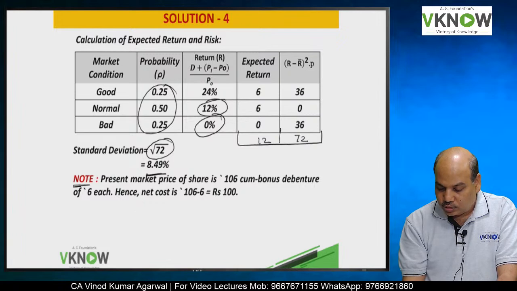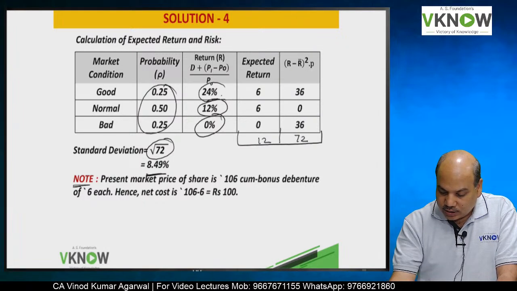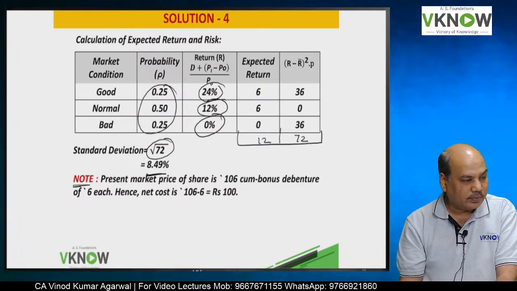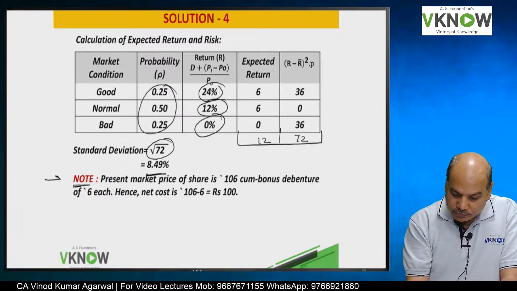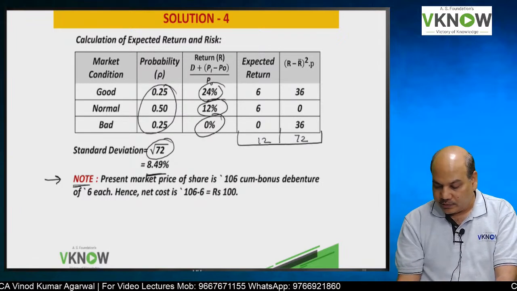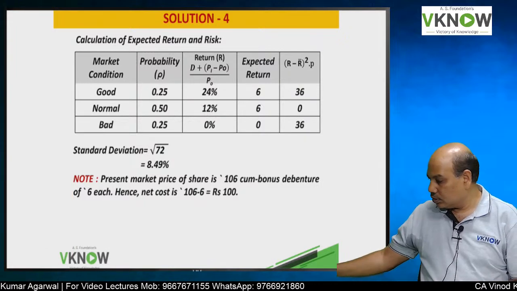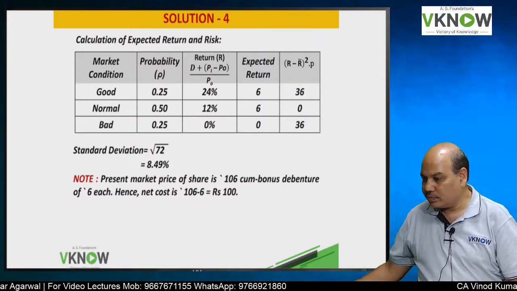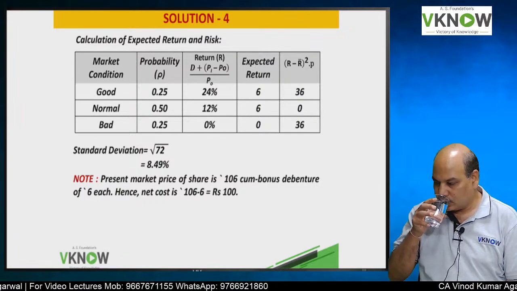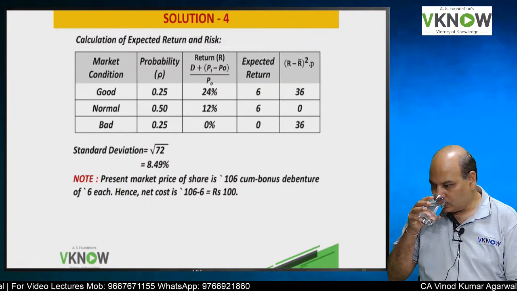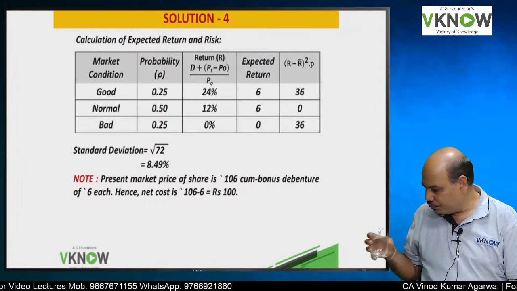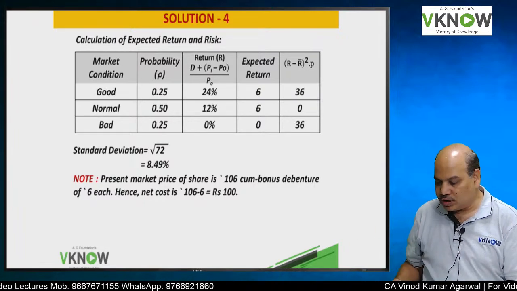Now write down one note on why we have taken 100 in the calculation of return. If you want to write, please write: present market price of the share is rupees 106.